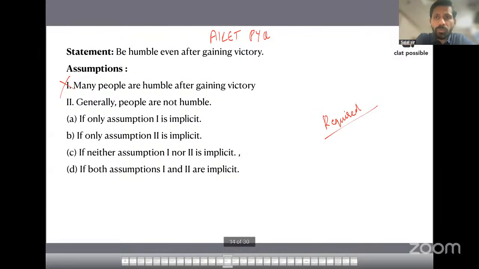But if you look at two here, generally people are not humble. That seems to be a rather vague statement, right? People are not humble. We are talking in the context of after they gain victory, right? So again, generally people are not humble. Let's say generally people are humble, but after gaining victory, they don't tend to remain so, right? So again, two is also not required. So C is correct here.